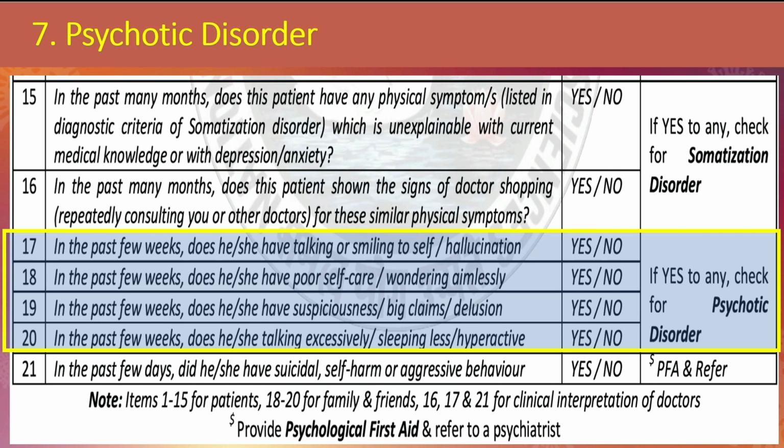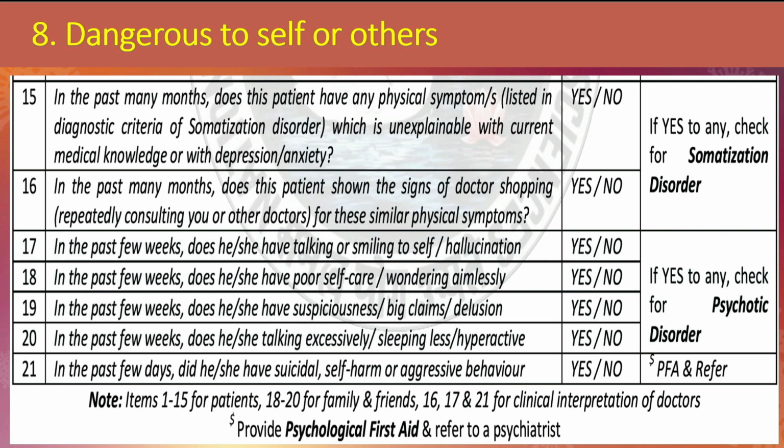So these are the 4 questions which indicate severe mental disorder. And the final question is very, very essential. That is, dangerous to self or others. Dangerous to self means suicidal attempt or suicidal ideas. Dangerous to others means becoming aggressive to others. In such a scenario, this is a psychiatric emergency. You need to do psychological first aid and refer them to a higher center.